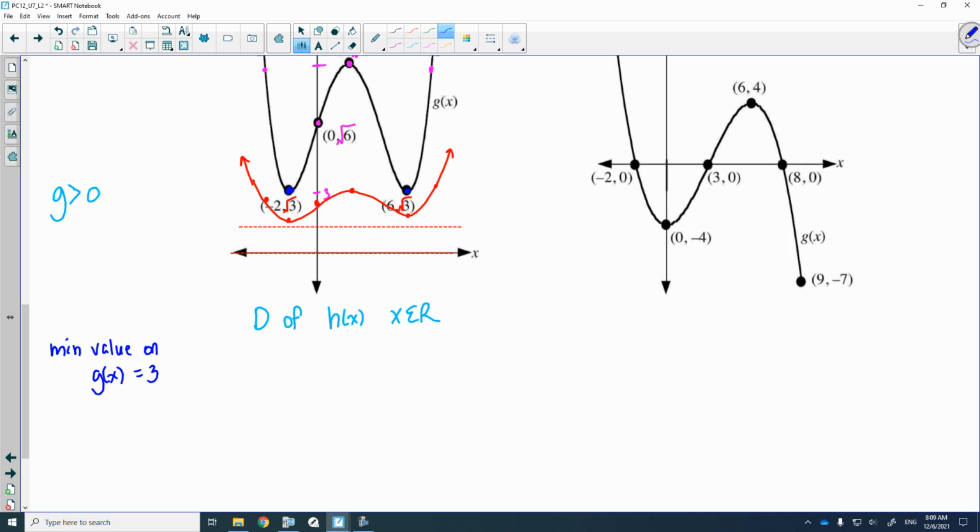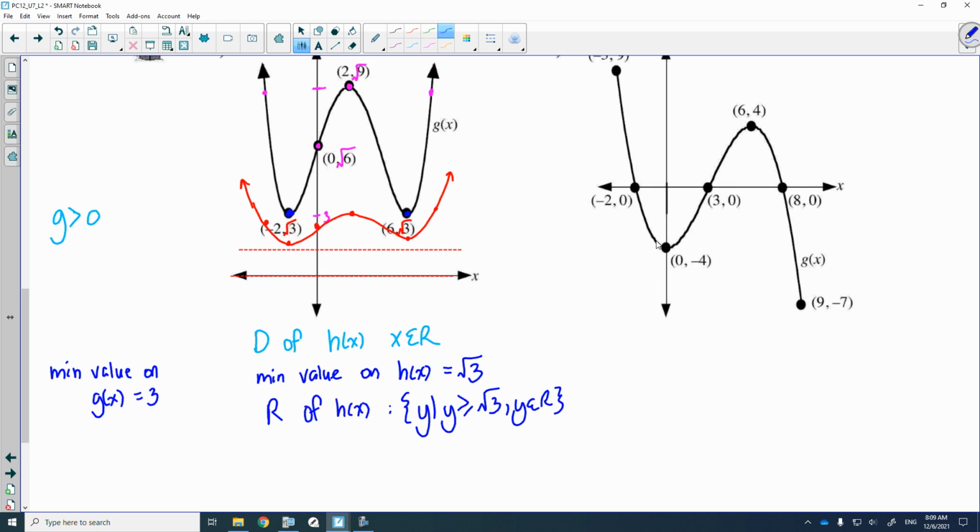What that means is the min value on the radical graph, which is h of x, is going to be the square root of 3, because we know that on the radical graph it's always the square roots of the y values. So the range of h of x is going to be: y is such that y is greater than or equal to the square root of 3, y ∈ ℝ.